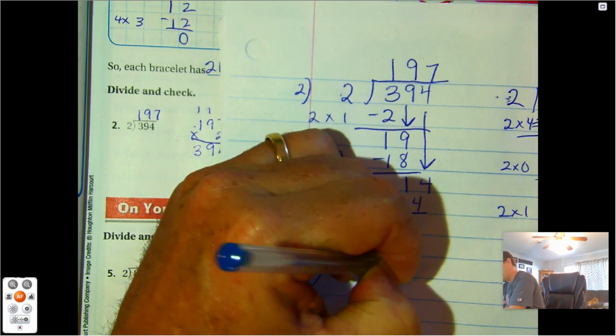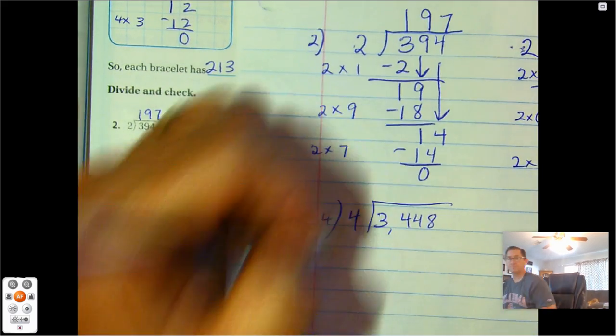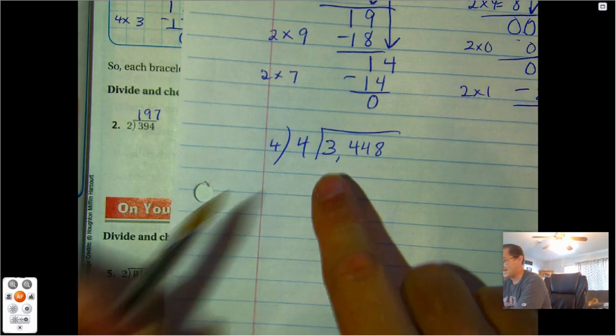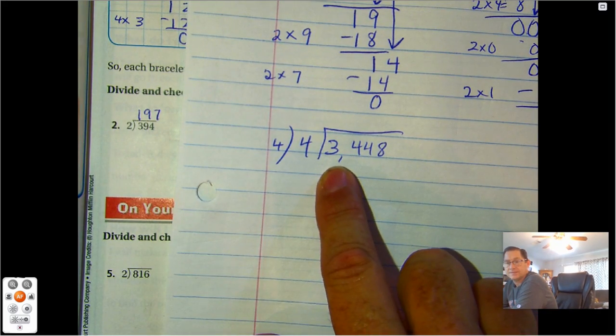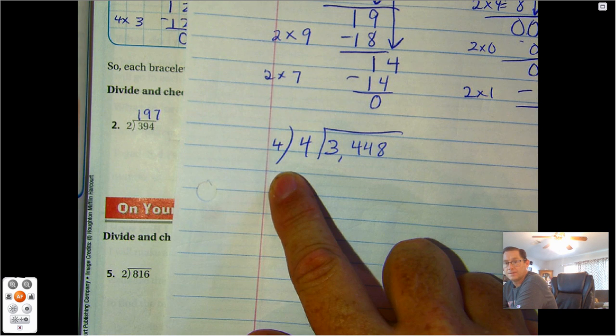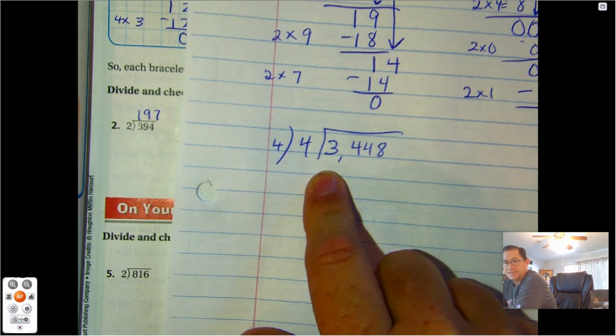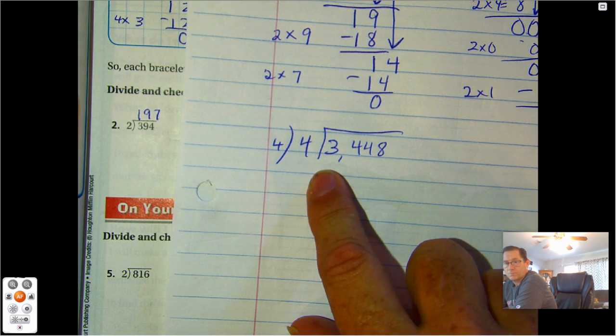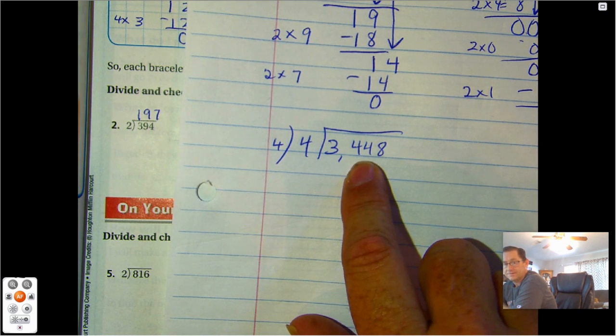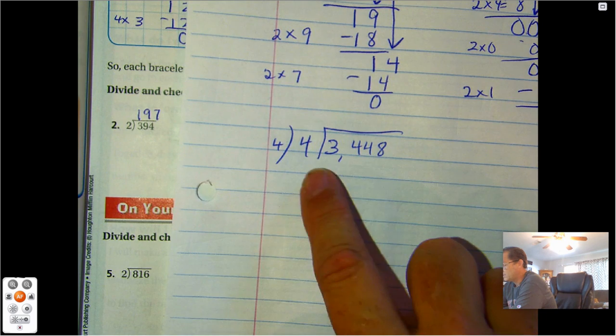3,448 divided by 4. All right. I can't share 3,000 into 4 groups. And I don't need to put a 0 for the first digit because we just move over, and so we place it in the first digit that's possible. So we have 34 hundreds here.